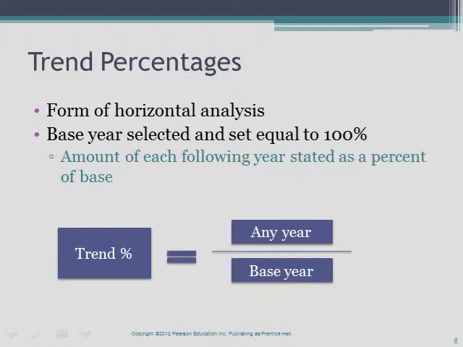Trend percentages are computed by selecting a base year whose amounts are set equal to 100%. The amount for each following year is stated as a percentage of the base amount. To compute a trend percentage, divide an item for a later year by the base year amount. You can perform a trend analysis on any item you consider important. And so next, let's go on to talk about vertical analysis.